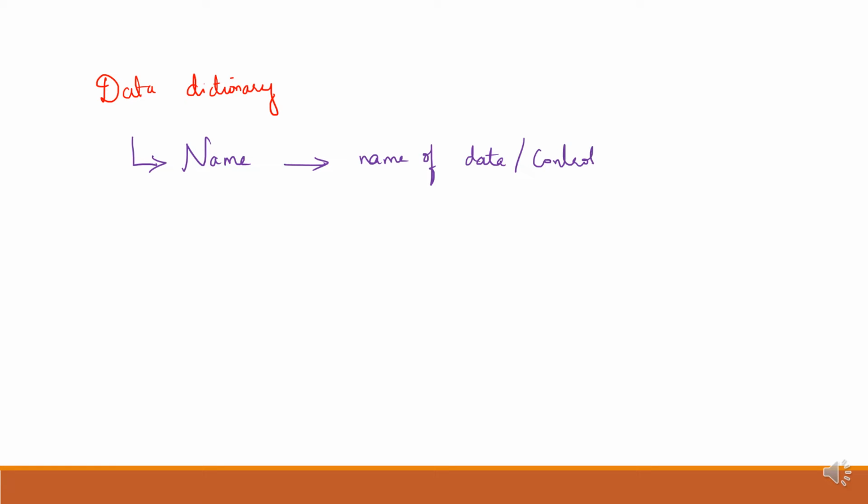We will also try to understand what information is present in the data dictionary. First, it will have a name, the name of the data or control item. Second, it will have an alias. The name is also called the primary name, and an alias is another name given instead of the primary name.